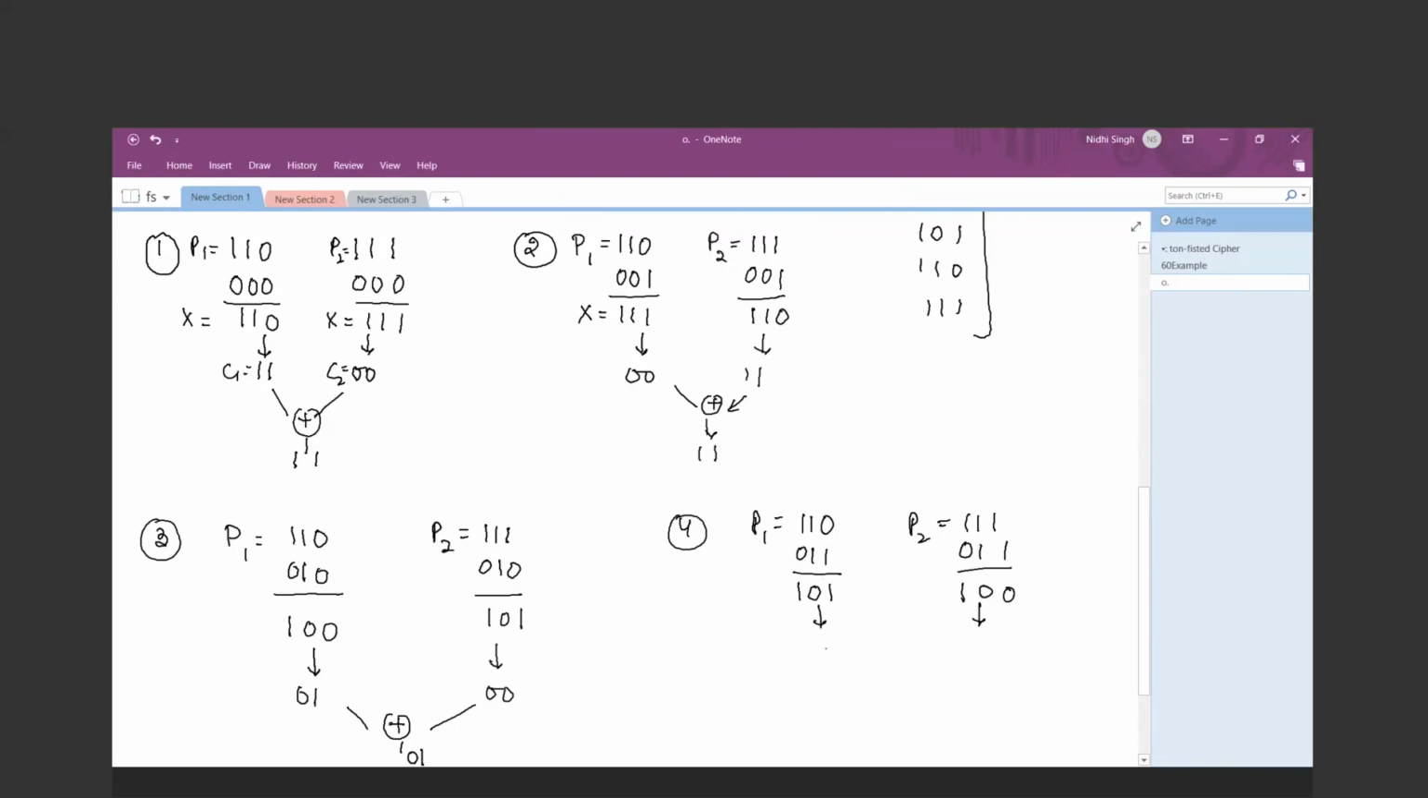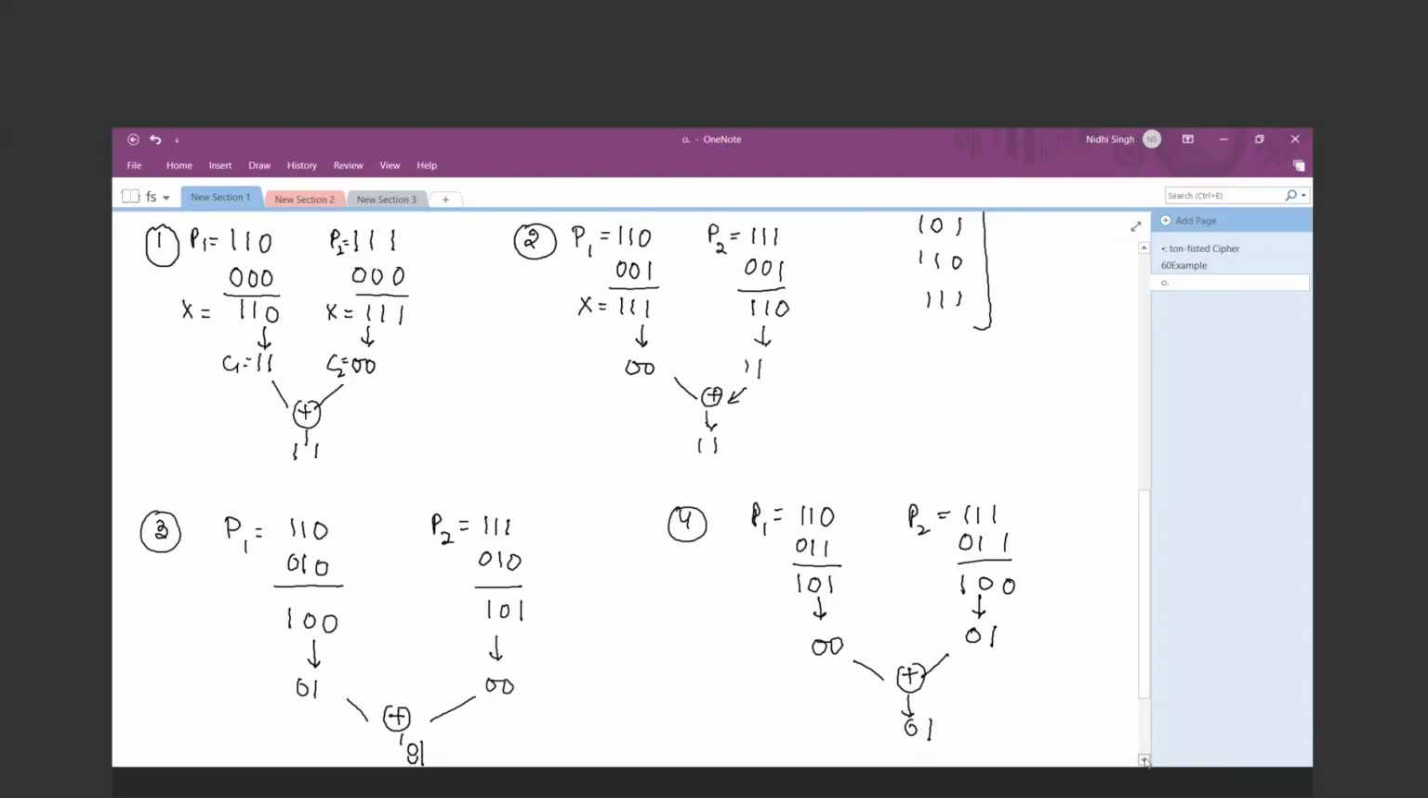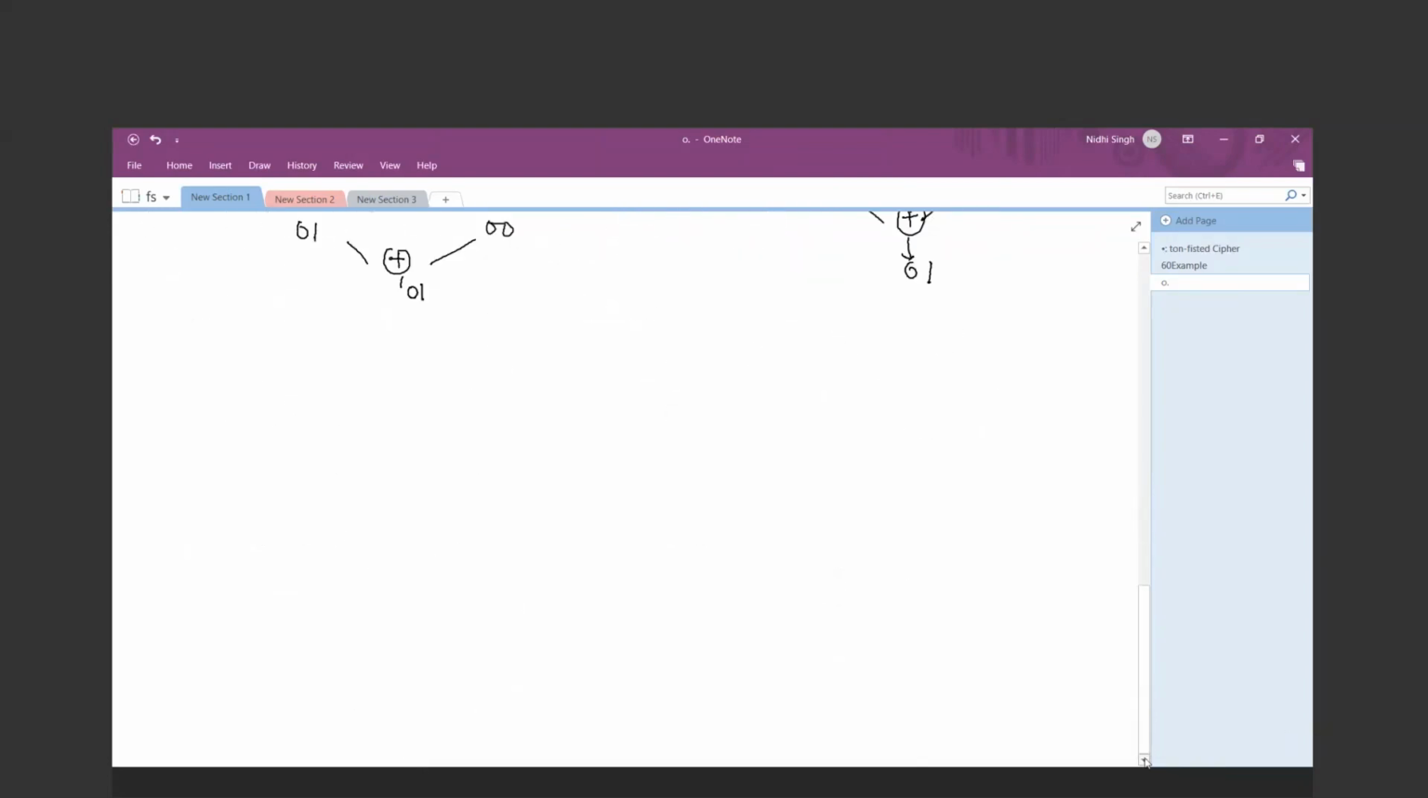So the corresponding value of 101 is 00 from this S box table and 01 ciphertext is generated, and XOR will be 01. So the fifth one will be 110 and 100 is my key. 111 with 100, answer is 010. Here it is 011, from the table it will be 10 and 10. After performing the XOR, it will provide you output 00.